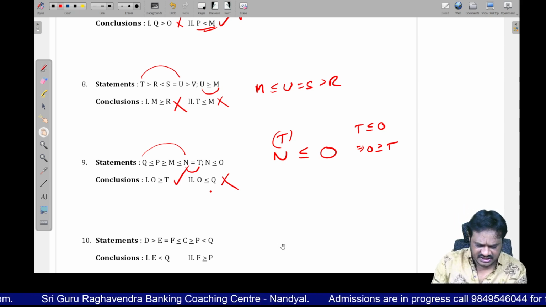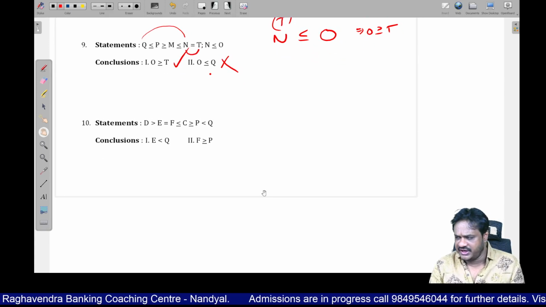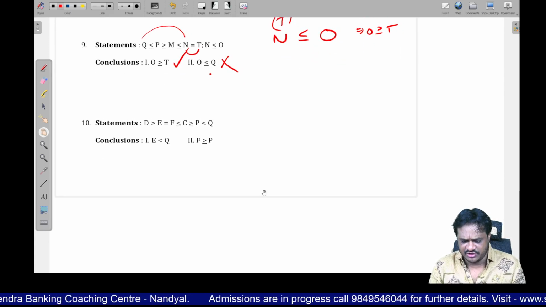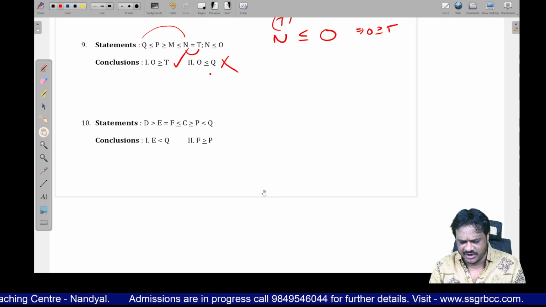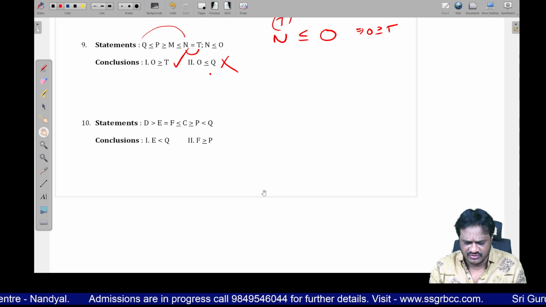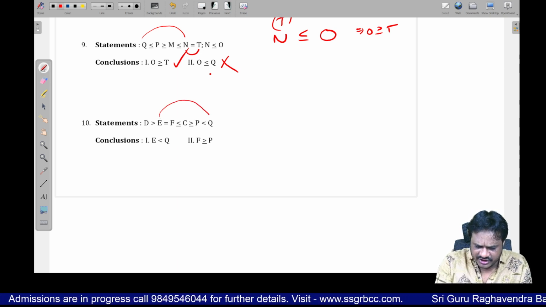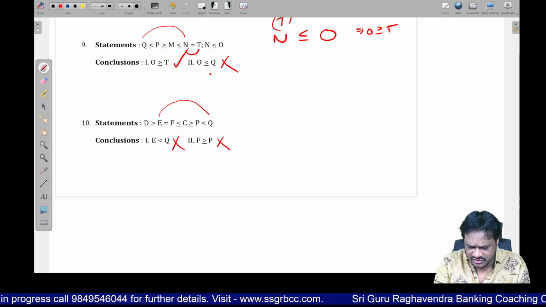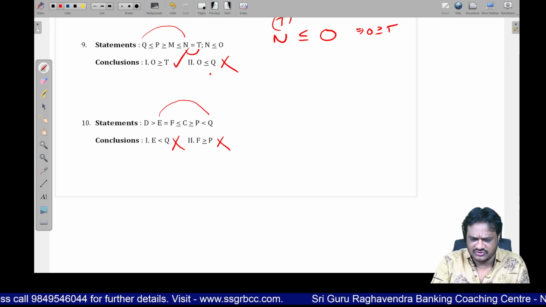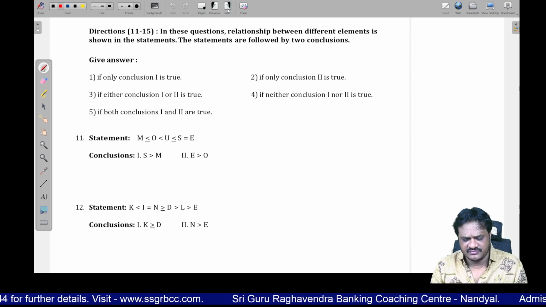Let us see the next question, 10th one. D greater than E, E is equal to F, F less than or equal to C, C greater than or equal to P, P less than Q. First one, E less than Q. From E to Q there is no common symbol. F to P there is no common symbol. Neither one, nor two.